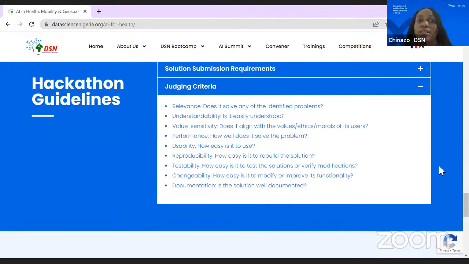It could, but not always better. So bottom line, please make your solution understandable. Value sensitivity: does it align with the values, ethics, and morals of its users, the people you're building it for?